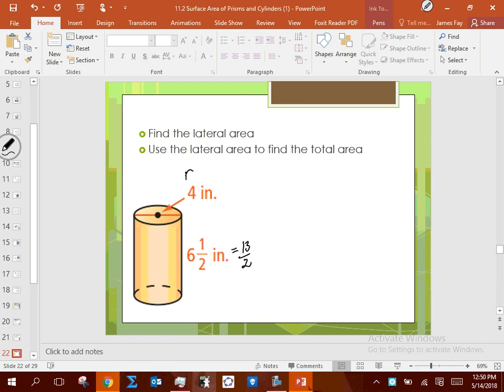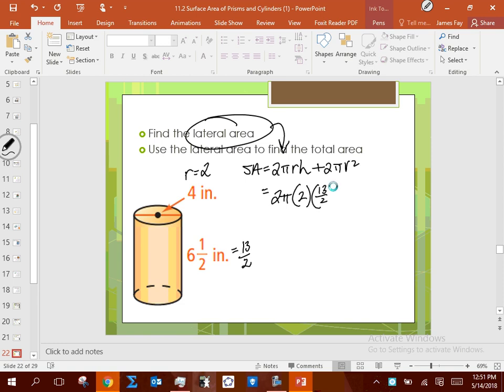What would my radius be? It'd be 2 inches, right? If I want to find surface area, that's going to be 2 pi r h plus 2 pi r squared, right? Now, when it says find lateral area, and there are 2 questions here maybe, know that the 2 pi r h is your lateral area, right? Yep, so the r is 2, so 2 pi times 2 times h. h is 13 over 2. And right there is the reason I like to write it as 13 over 2 instead of 6.5.